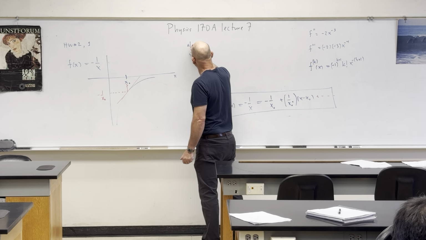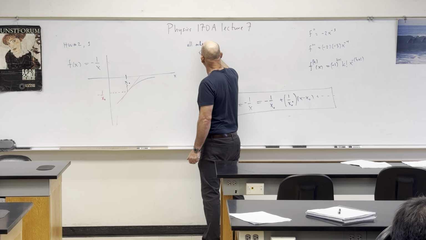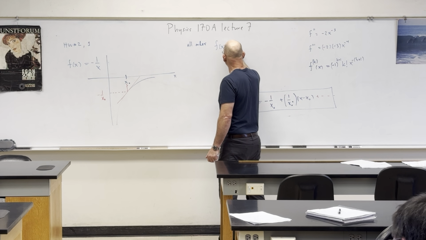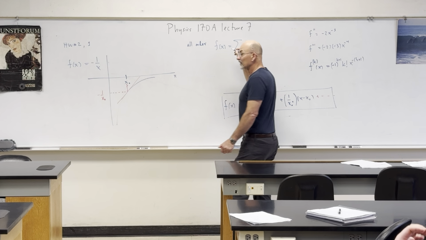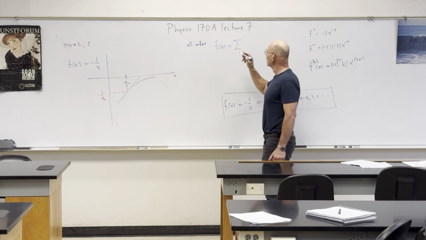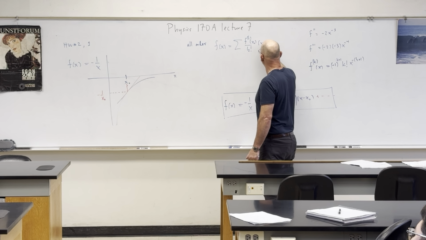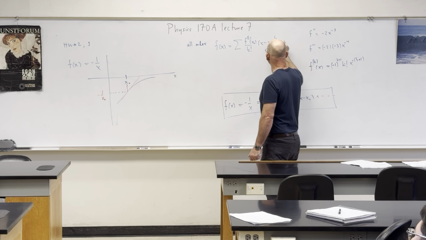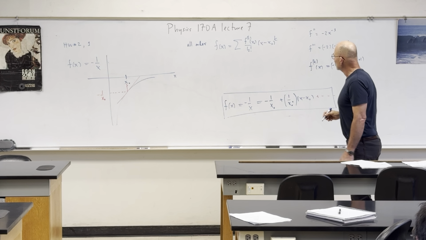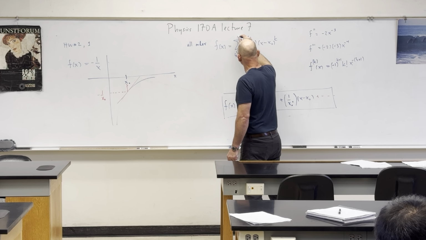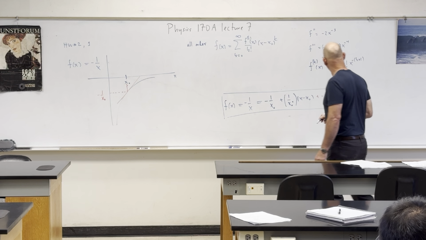So for all orders, we have, first of all, the definition: the sum from k equals 0 to infinity of 1 over k factorial, times the kth derivative at x naught, times (x minus x naught) to the k.